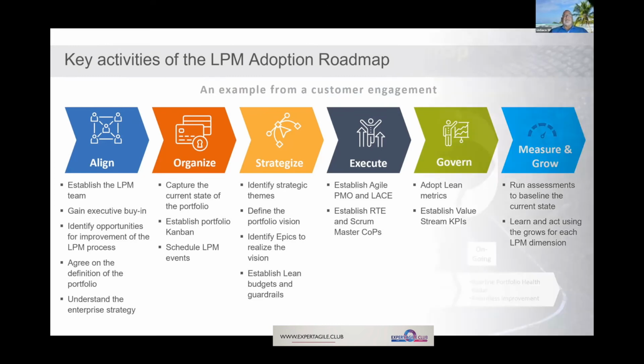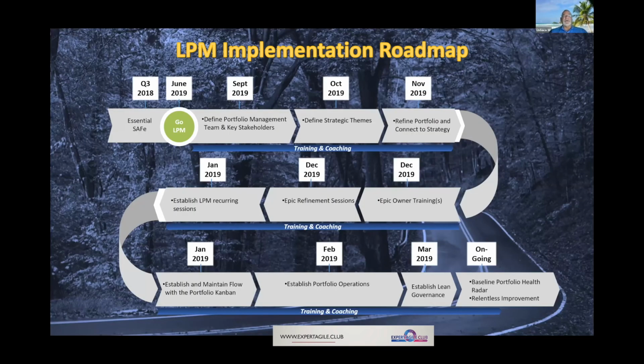Here's another example of an LPM roadmap that I did a couple years ago. So this is not a small thing to do. This can take several months or even a year to implement. When I showed you that SAFe implementation roadmap, it typically starts with implementing the Agile release train first. In this example, that's the Essential SAFe. And once we've implemented a couple of Agile release trains, then we start talking about implementing the LPM.